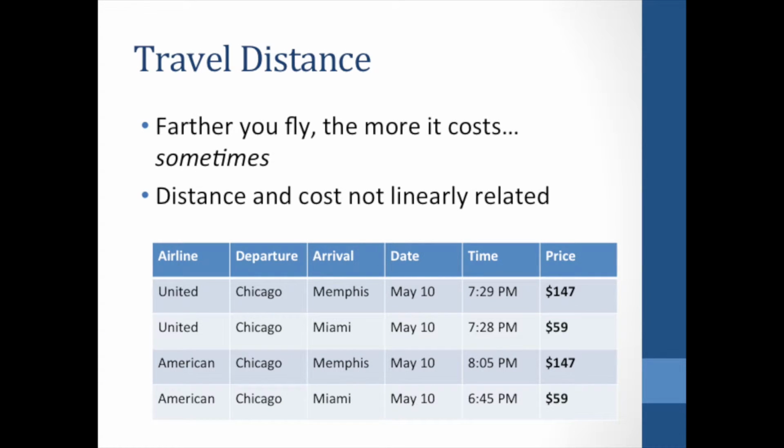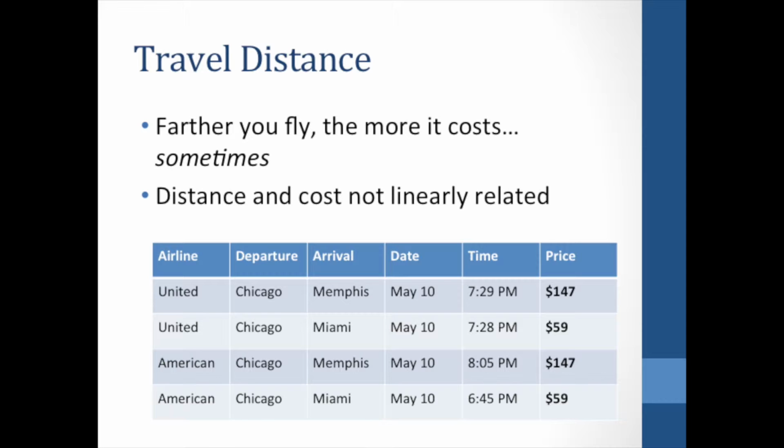The next factor I looked at was travel distance. Flying a shorter distance doesn't always mean the price is lower, even though the operating costs may be lower, like less fuel and less cost for labor. Distance and costs are actually not linearly related, and that is shown here in this example.